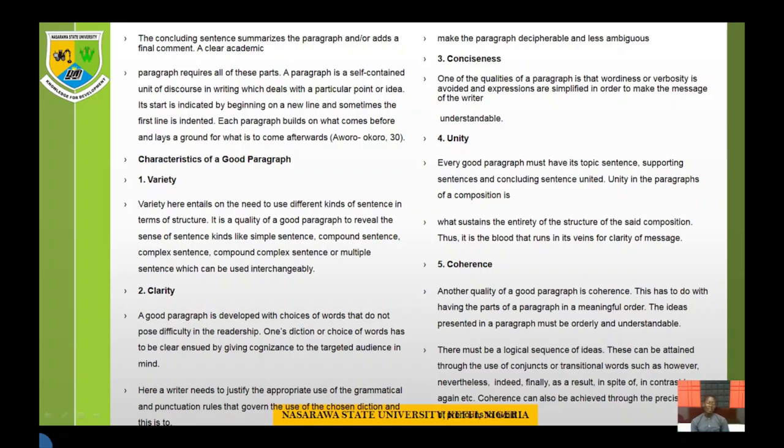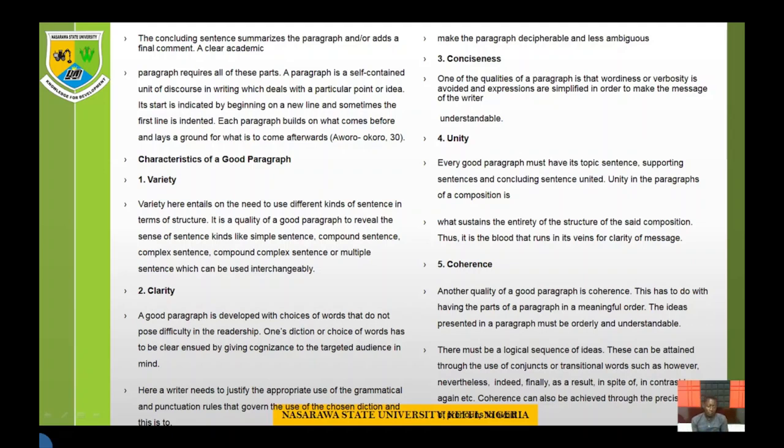The next characteristic of a good paragraph is clarity. A good paragraph is developed with choices of words that do not pose difficulty to the readership. Use words that are clear to the minds of the readership. Do not use words anyhow put together. You have to follow certain rules of the grammar of those words in the language, okay, so that your reader can read and understand. Do not pose difficulty to the readership.